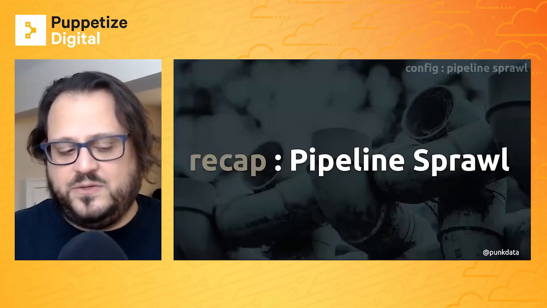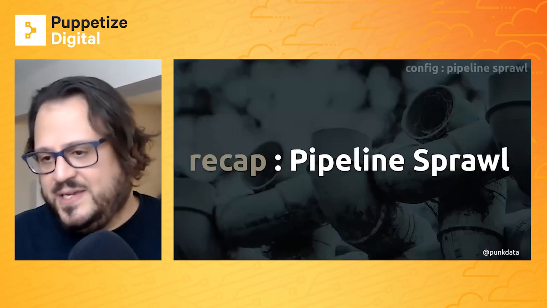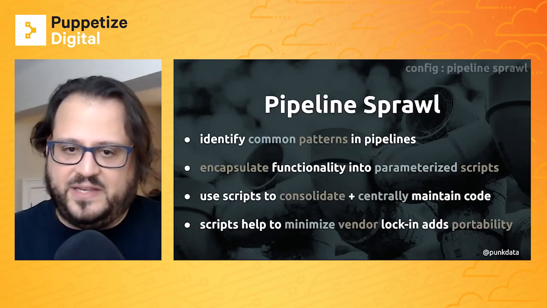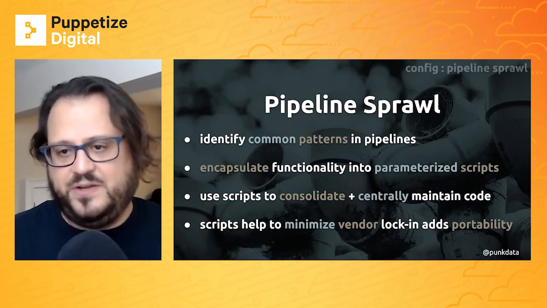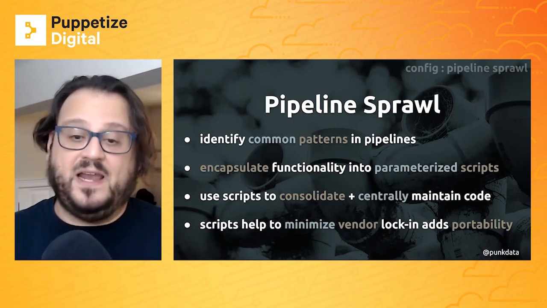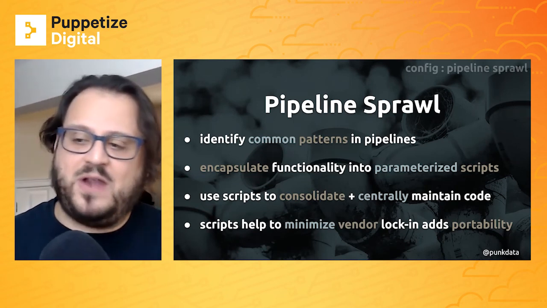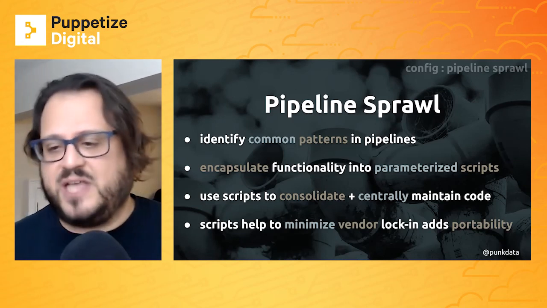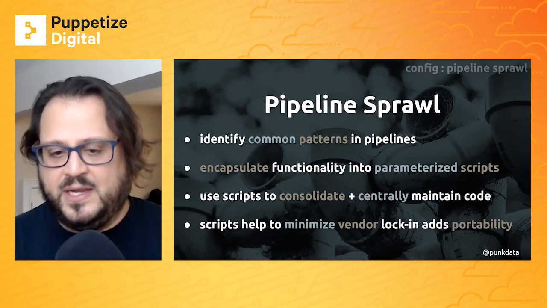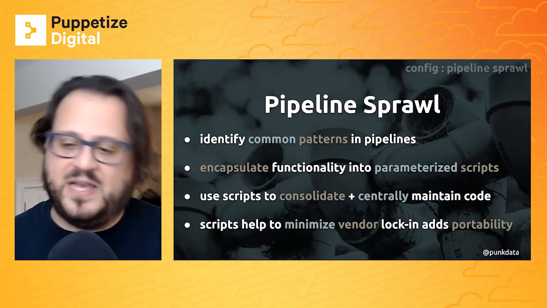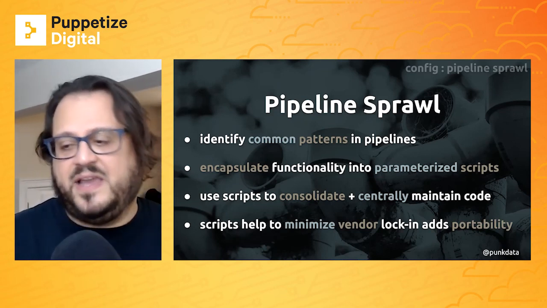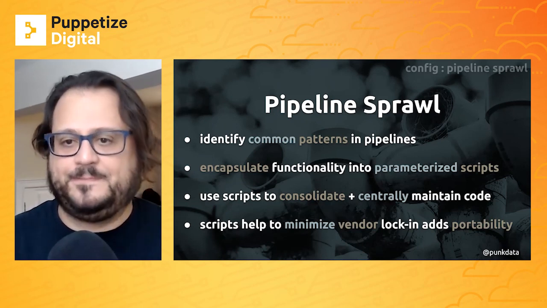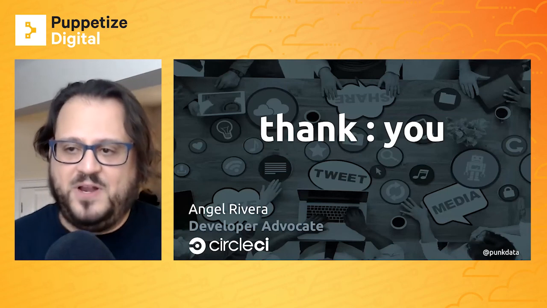So let's do a recap on pipelines and sprawling pipelines. The first thing you want to do is identify your common patterns in your pipelines, encapsulate that functionality into parameterized scripts, and then use those scripts to consolidate and centrally manage code. And again, this will help with minimizing that vendor lock-in and definitely will add a ton of portability to your CI/CD pipelines. And that's pretty much it for my talk.